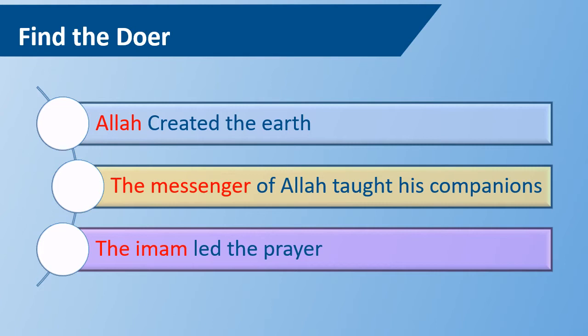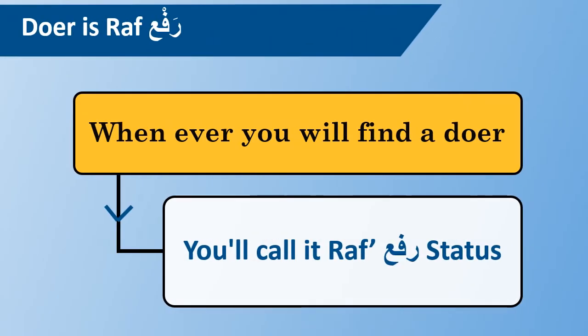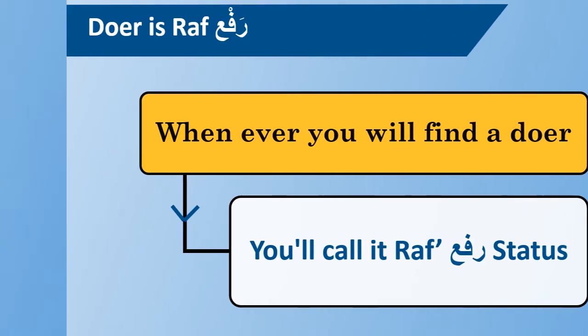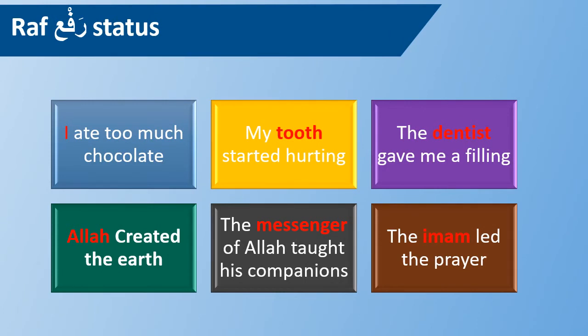So from now, whenever we find a doer, we'll call the doer rafa. That is our first status. Let's say it 5 times. Rafa, rafa, rafa, rafa, rafa. These were the sentences we looked at, and all red-colored words are the doer. Rafa: I, tooth, dentist, Allah, messenger, and Imam. They all are rafa. Now you know who a doer is.